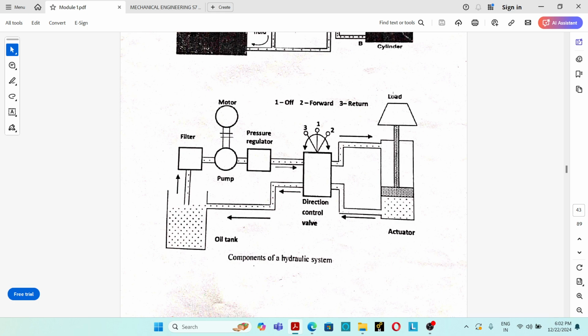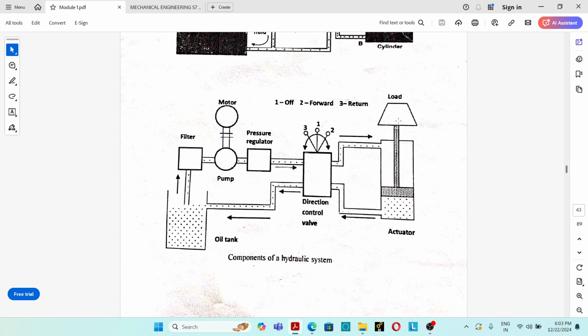So for lifting the load, port P is connected to port B and port A is connected to port T. So highly pressurized hydraulic oil flows through port P to port B and to the piston side of the hydraulic cylinder. So this is the piston side and this is the rod side. The highly pressurized hydraulic oil exerts a pressure over the piston and the piston moves in upward direction. At the same time, the hydraulic oil in the rod side of the cylinder flows through port A to port T to the reservoir.